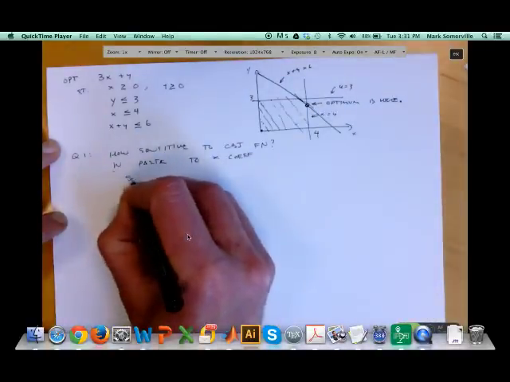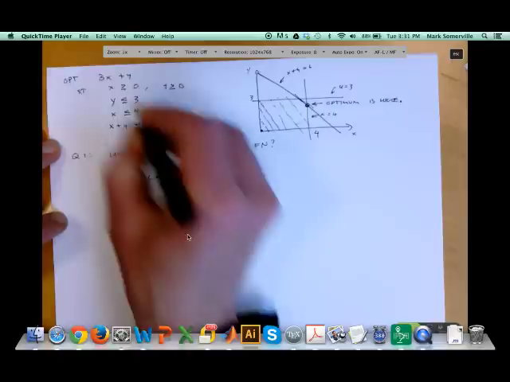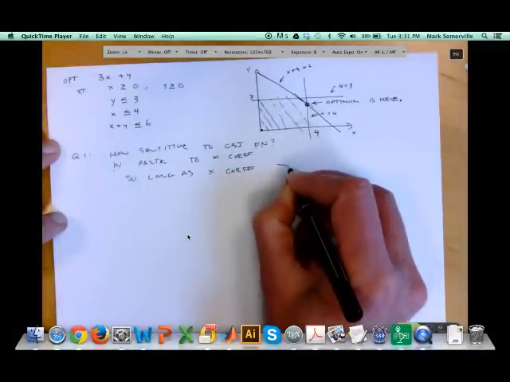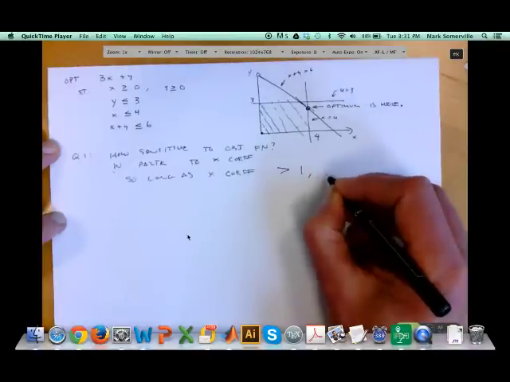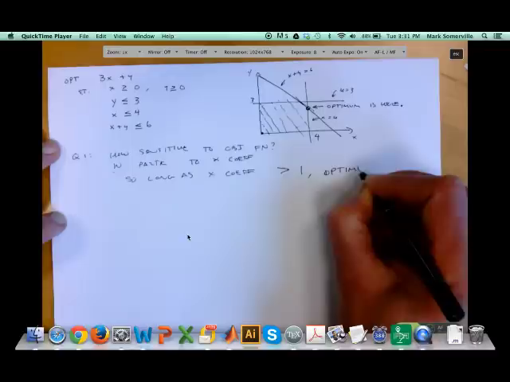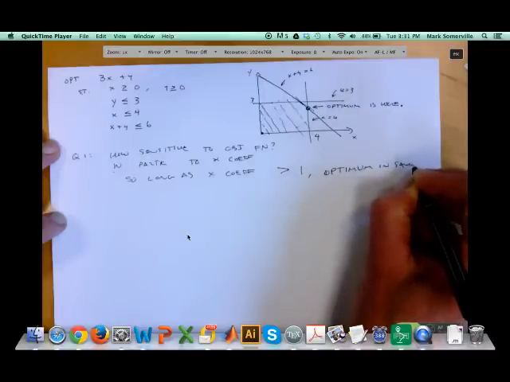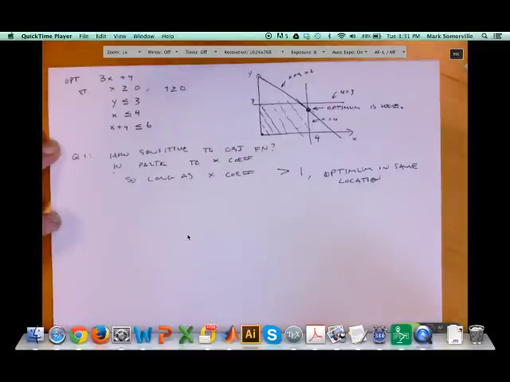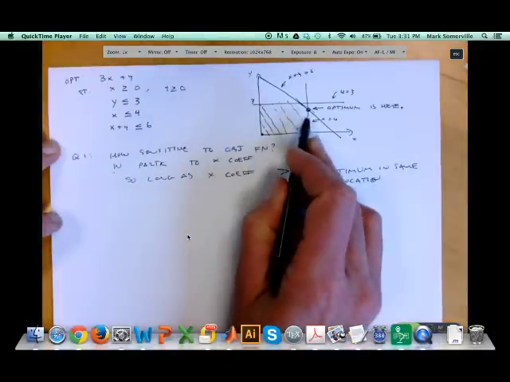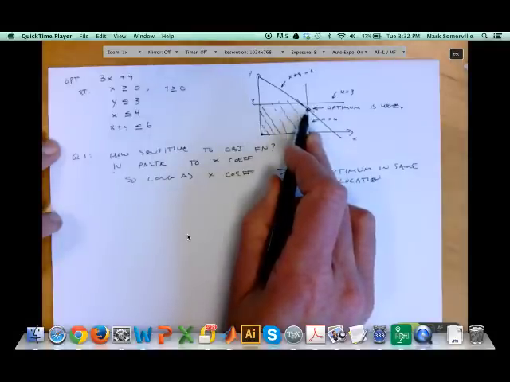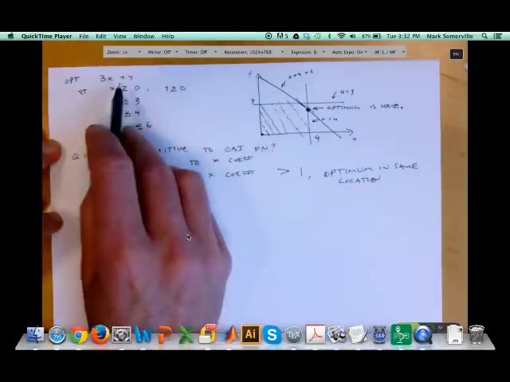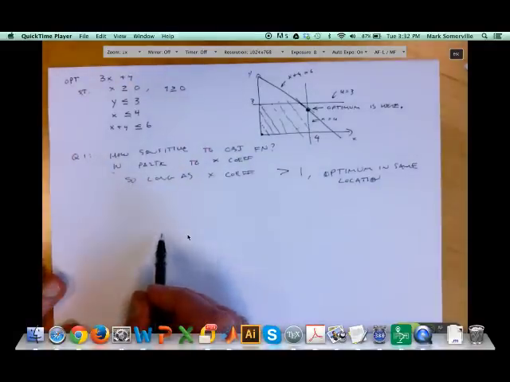so long as this coefficient is greater than 1, my optimum stays the same in the same location. All right, so that's one way to think about sensitivity, is that there's a sensitivity to the x coefficient. It's sort of a one-sided sensitivity. I'm only going to lose this optimum if I start to make the coefficient of x less than what the coefficient of y is.